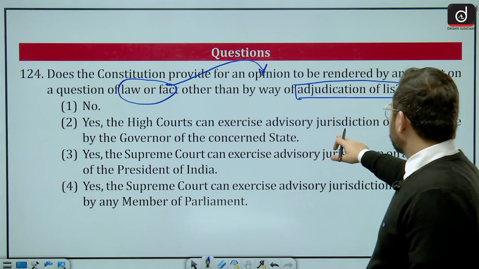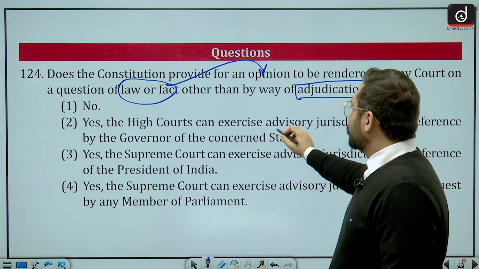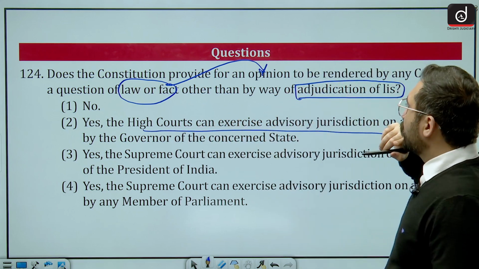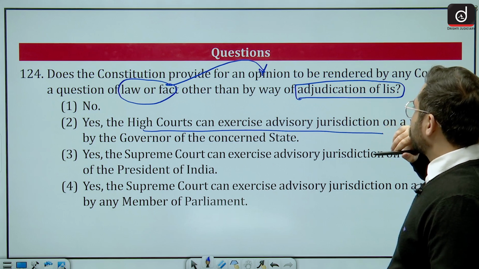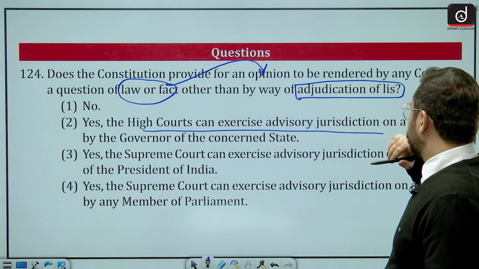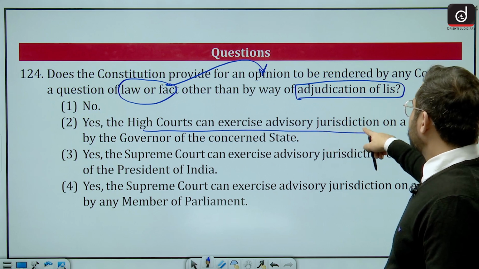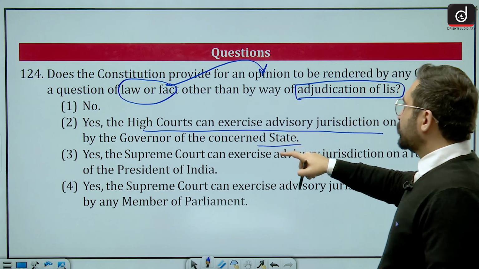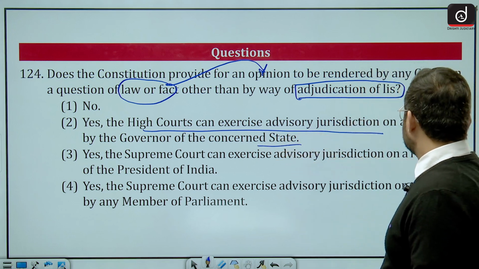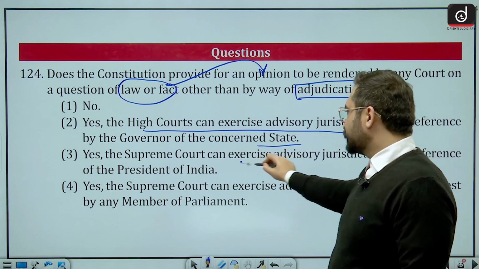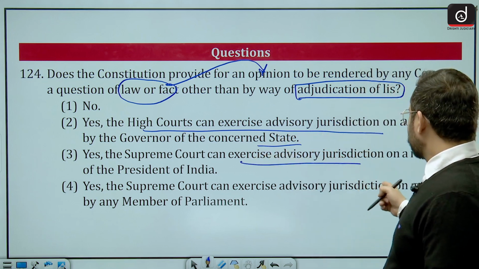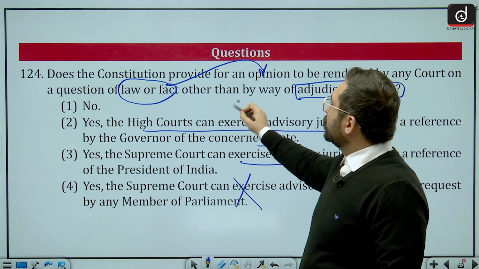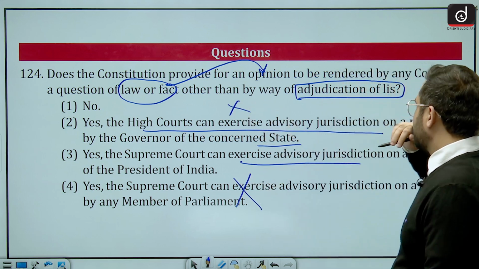Yes, the High Courts can exercise advisory jurisdiction on reference of Governor. This is also true, but other than by way of adjudication, yes, the High Courts can exercise advisory jurisdiction on a reference by the Governor of the concerned state. ये true है. Yes, the Supreme Court can exercise advisory jurisdiction on a reference of the President of India. Yes, this is also true. Yes, the Supreme Court can exercise advisory jurisdiction on a request of any member of Parliament. No, this is not true. ये तो no तो हो ही नहीं सकता. तो 2 और 3 है.